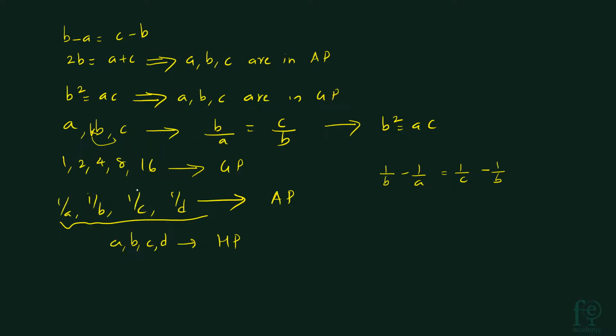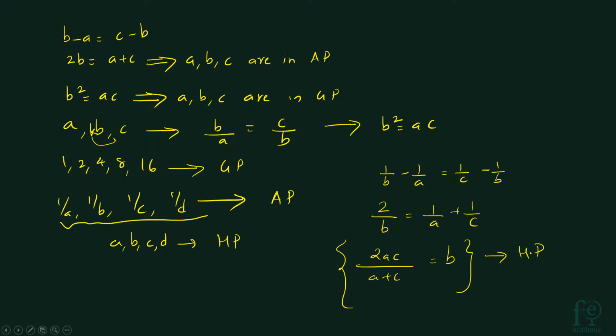So 1 by b minus 1 by a should be equal to 1 by c minus 1 by b. There should be a constant difference. So what you will be getting? 2 by b is equal to 1 by a plus 1 by c. Or you will be getting like 2ac divided by a plus c is equal to b. So this implies that if 2ac divided by a plus c is equal to b, it implies that a, b and c are in harmonic progression.